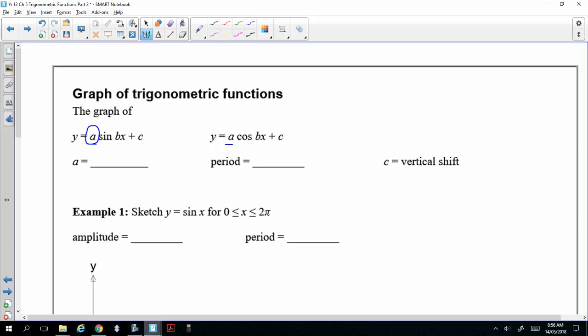So there's the A in front of the sine and cos. The A is called the amplitude. Okay? Write that amplitude. And then there's another component B that tells you the period. The period for sine and cos is 2 pi over b. Okay? 2 pi over b. That's the formula: 2 pi divided by the number in front of x. And C is the vertical shift.